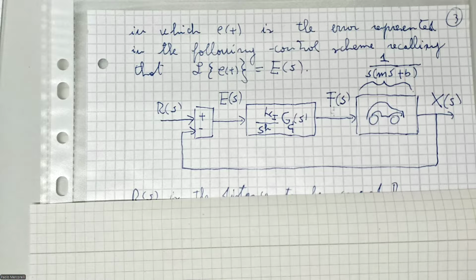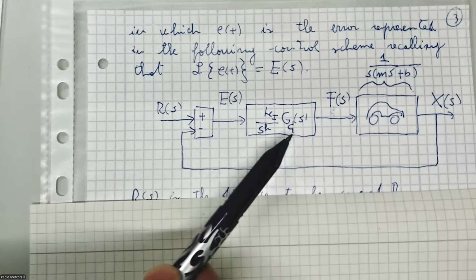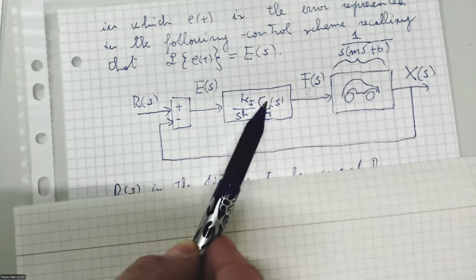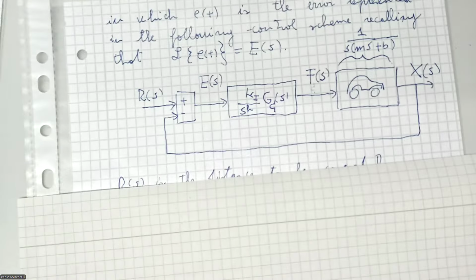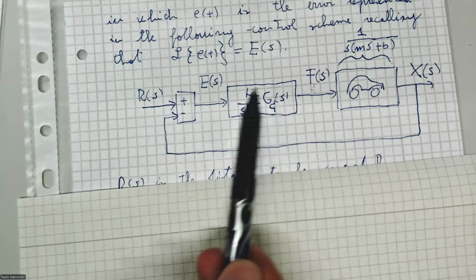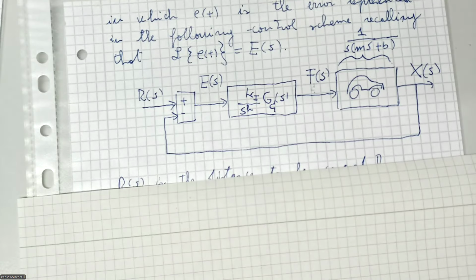Okay, look, why am I showing you the system here again? Because today we will see how I can design Gc(s) and why Gc(s) is there. This structure here is a possible controller. It's not the unique one. How many controllers do I have? Infinite. Because a controller is a function.